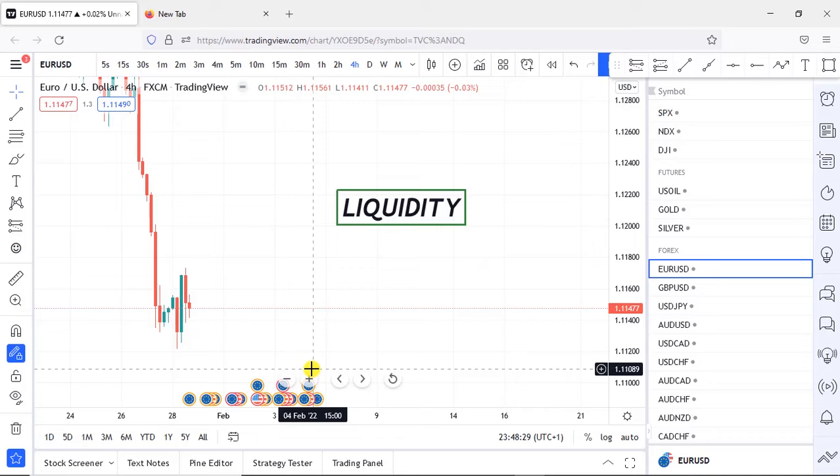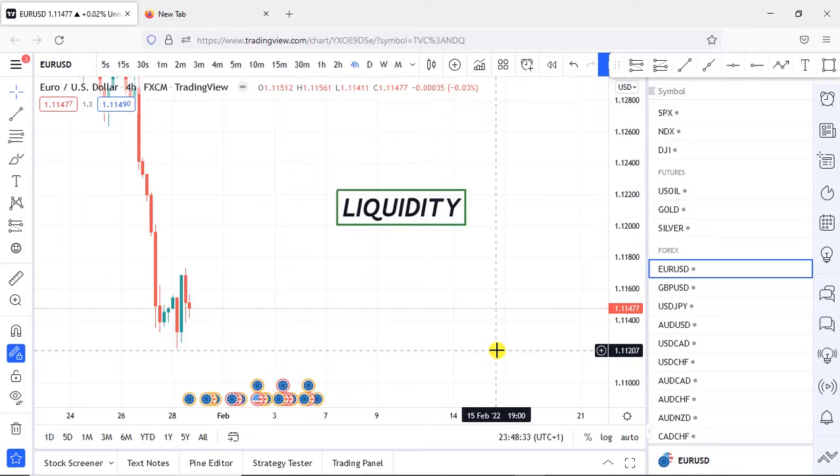Then another reason liquidity is created is to enable the big players to buy at discount or to sell at discount pricing. It enables them to buy and sell at what? Discount pricing. We'll explain this particular one, how liquidity enables them to buy and sell at discount pricing. We explain it in detail as we go on.